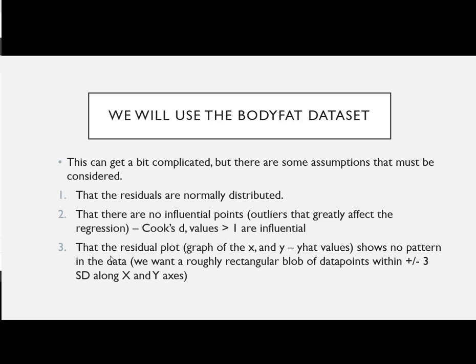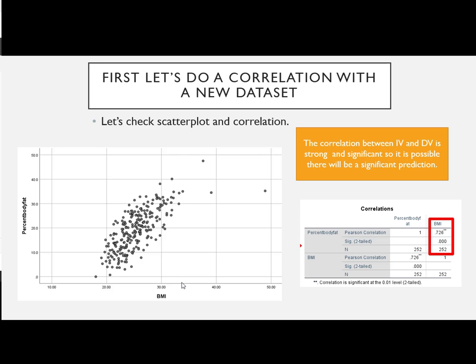And then the last is that the residual plot, the graph of x and y to y hat value, shows no pattern in the data. So we want a roughly rectangular blob of data points within plus or minus 3 standard deviations along the x and y axes, and I'll show you what that looks like.